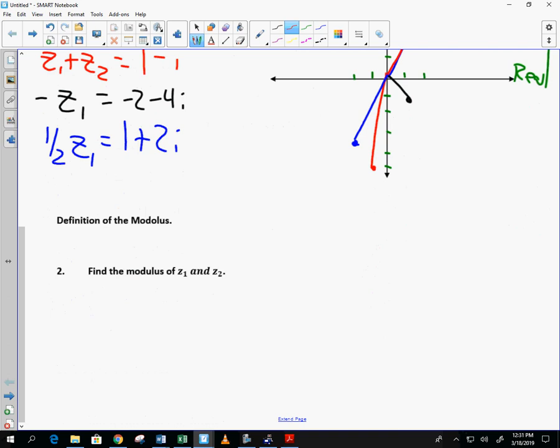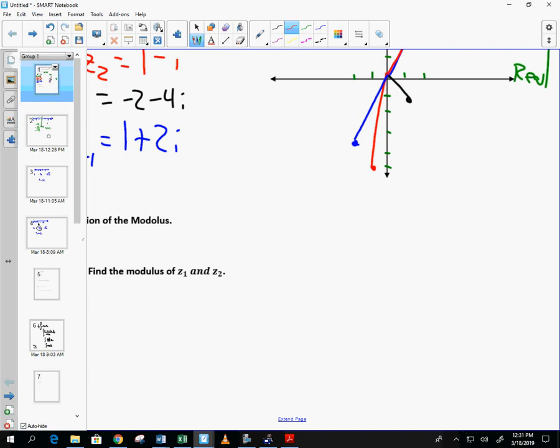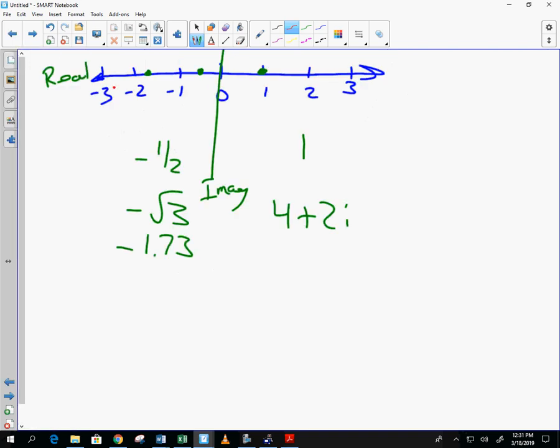One thing we like to do with numbers is we like to find the absolute values. So for example, what's the absolute value of 1, and the absolute value of negative 1/2, and the absolute value of negative root of 3? How do you determine absolute value? Distance from 0. Yeah. Just make it positive. Okay. All right. Yep. You're right.